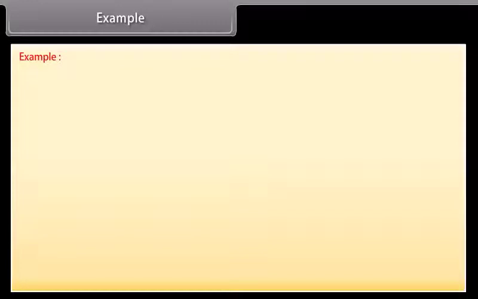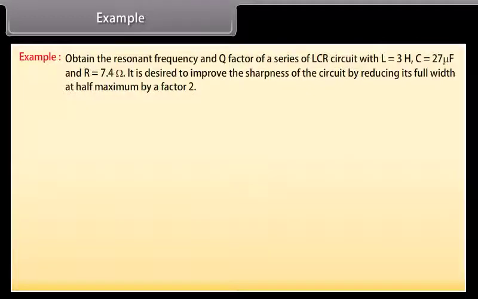Example. Let's take an example of resonance in LCR circuit. Obtain the resonant frequency and Q factor of a series LCR circuit with L equal to 3 henry, C equal to 27 microfarad, and R equal to 7.4 ohm. It is desired to improve the sharpness of the circuit by reducing its full width at half maximum by a factor 2. Let's see the solution.